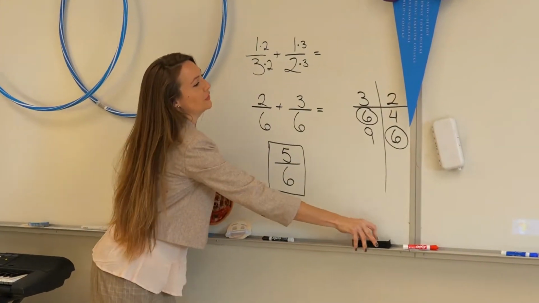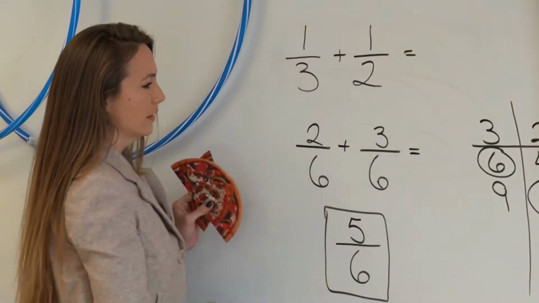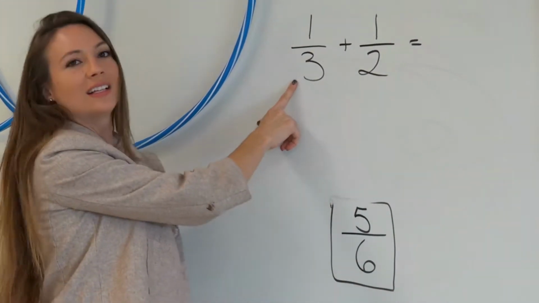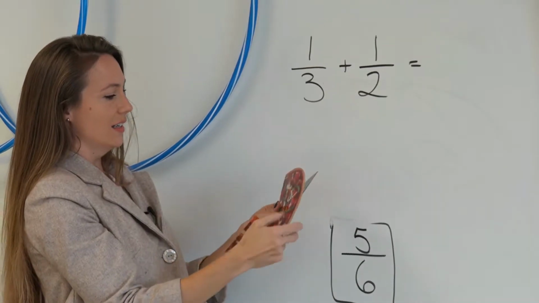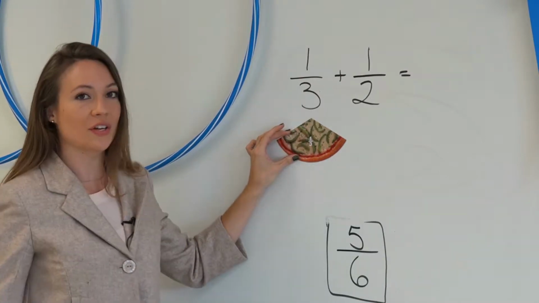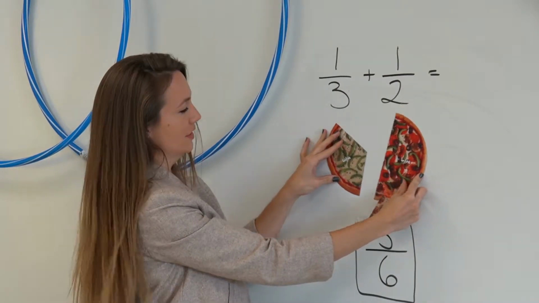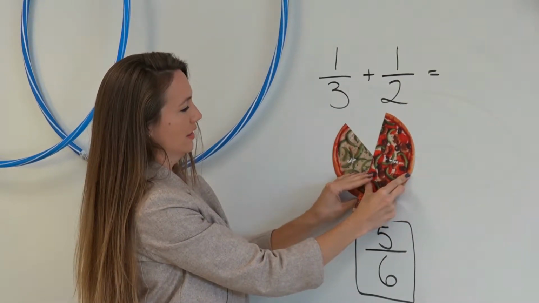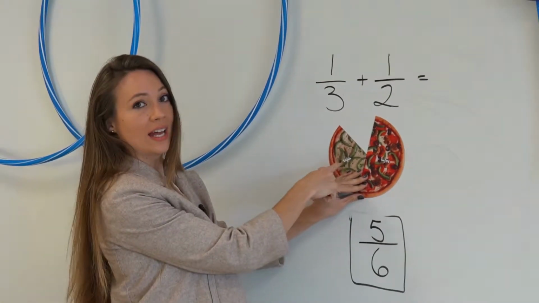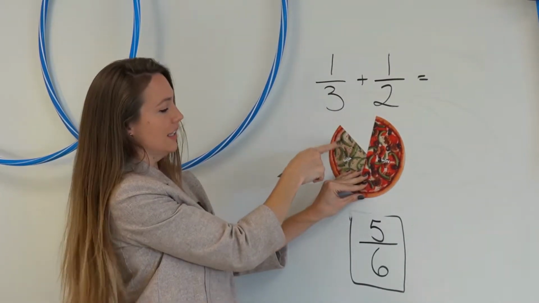Let me just clean this up for you real quick so you can see what we just did. Let's talk in pizzas. There's your 1/3. If you can see right here, it's 1/3 of a pizza plus half a pizza. There's your half. Now, what if I wanted to make this a whole pizza? We know that a half, there's your half, plus a third is 5/6.